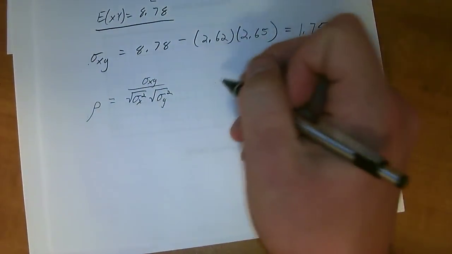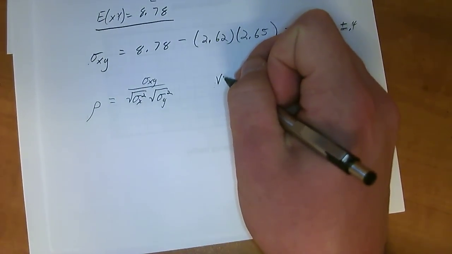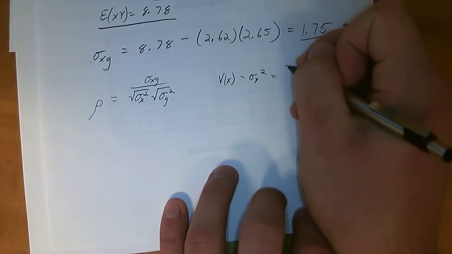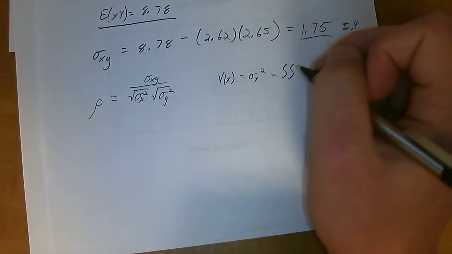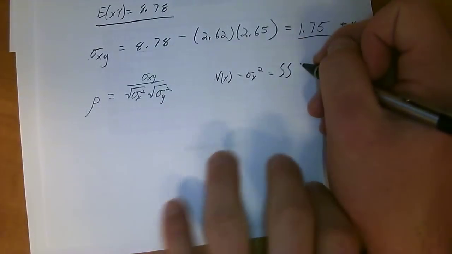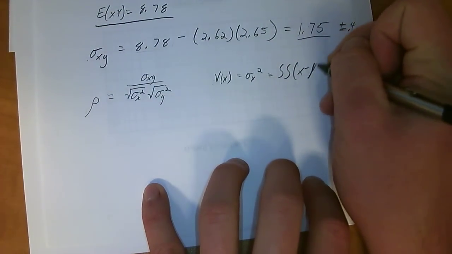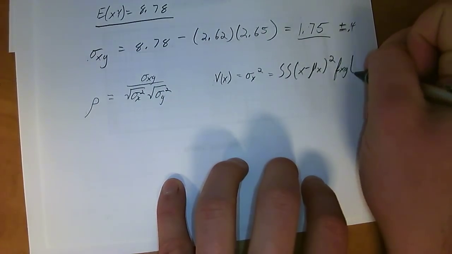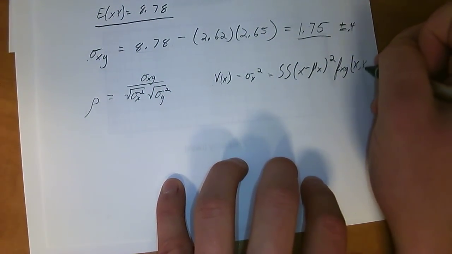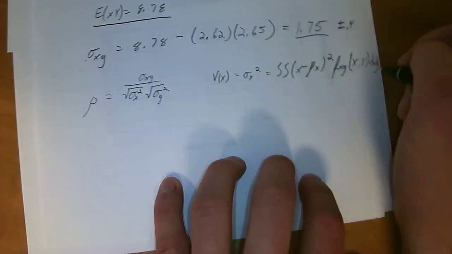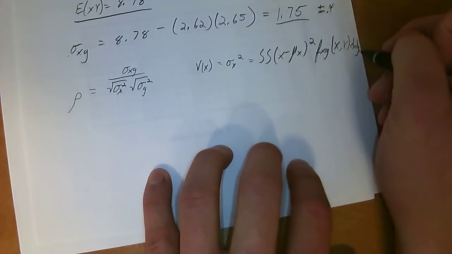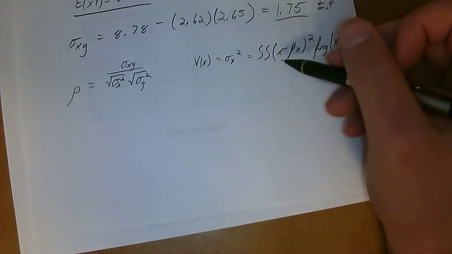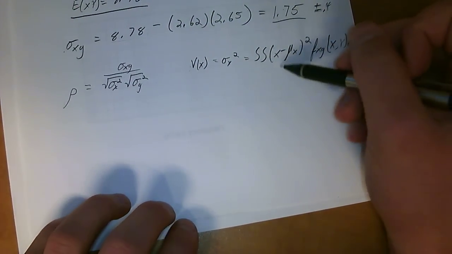So going ahead and doing this, the variance of x is equal to sigma x squared is equal to the integral, the equation that you use, x minus mu x squared times f of x and y, dx dy. Sorry, this is kind of scrunched up, but dx and dy. So going ahead and doing this, again, it's a double integral. You have to do this for both dx and dy.